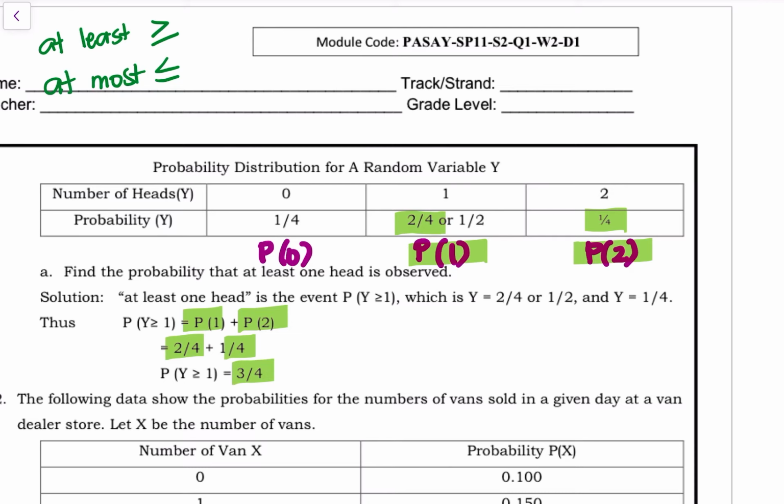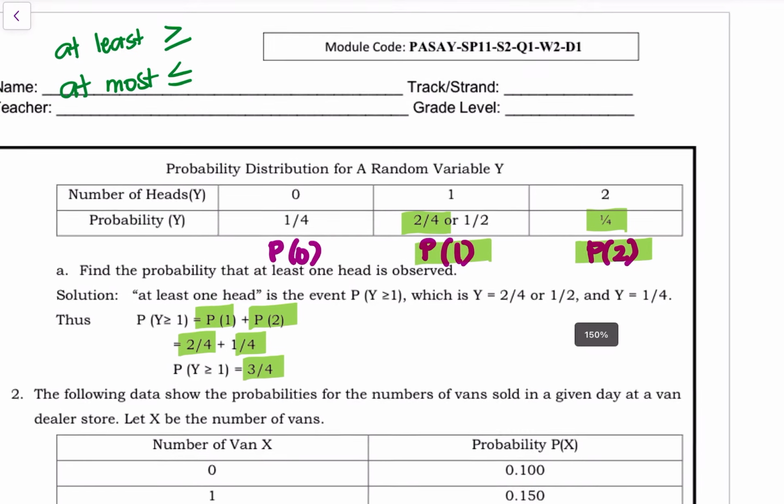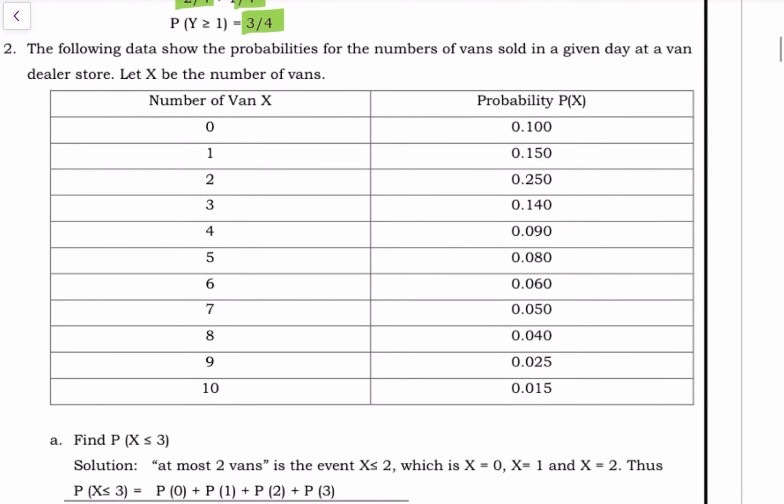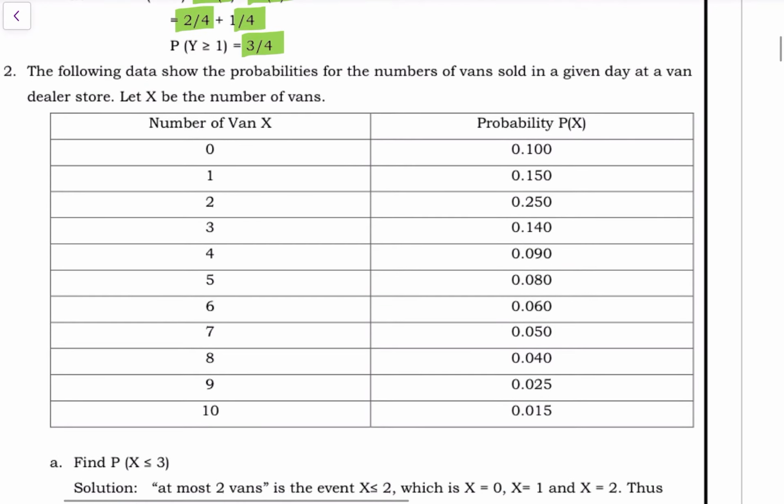For some students and some statisticians, they prefer to have percent. So, pwede din naman natin itong i-change sa percent, pwede rin sa decimal. So, 3/4 in percent is 75%. In decimal, that is 0.75. Okay, so let's now move on. Let's have here the data. Okay, yan. Ito decimal numbers yung given.